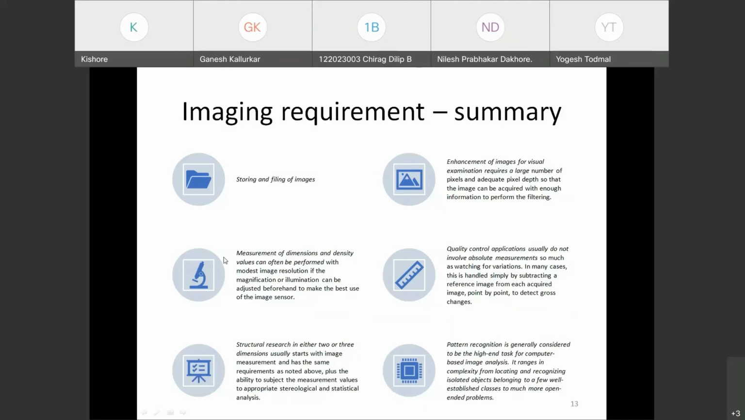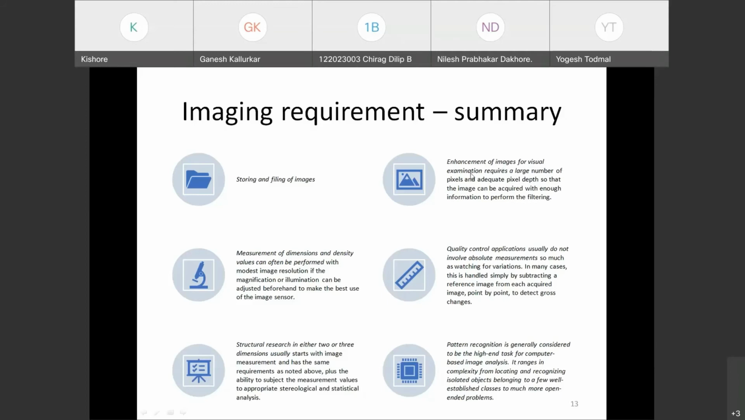So let's talk about the imaging requirement, the summary of what is required for good imaging. First and foremost, you should understand the storing and filing of images, what format it is saved in, how much storage is required. What capabilities do you have, and accordingly the images should be acquired.